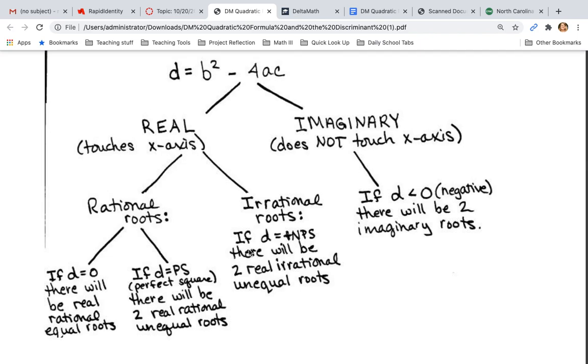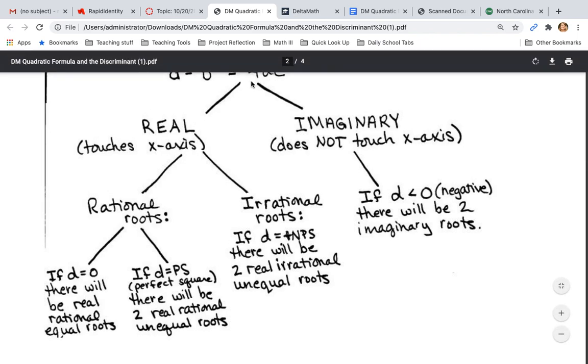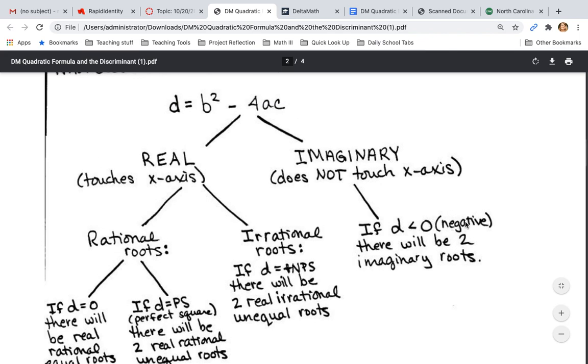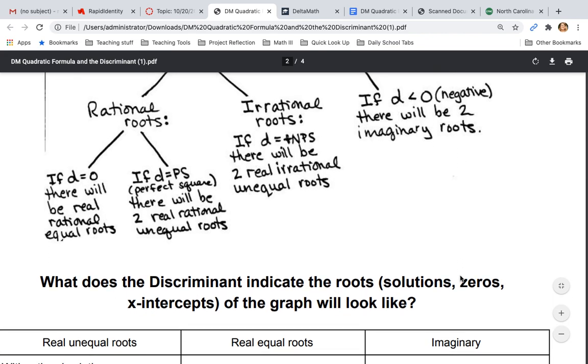So again, remember, today is nothing but starting to learn what the heck this discriminant tells us. Then, of course, if it's not real, it could be imaginary, meaning our graph does not touch the x-axis. Well, when will that happen? That will happen if our discriminant is less than 0. So that's what that means, d less than 0. Well, any number less than 0 we know is negative. And in the case that our discriminant comes out to be a negative number, there will be 2 imaginary roots.